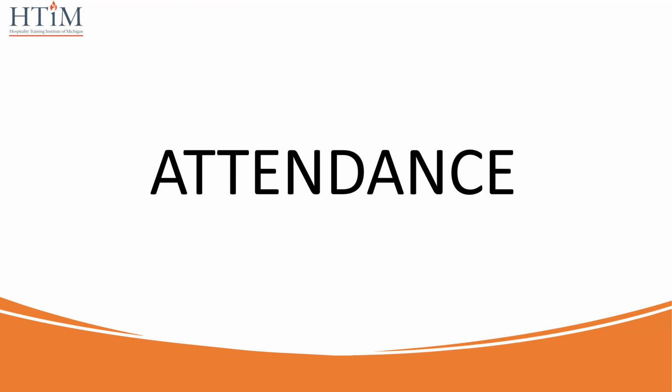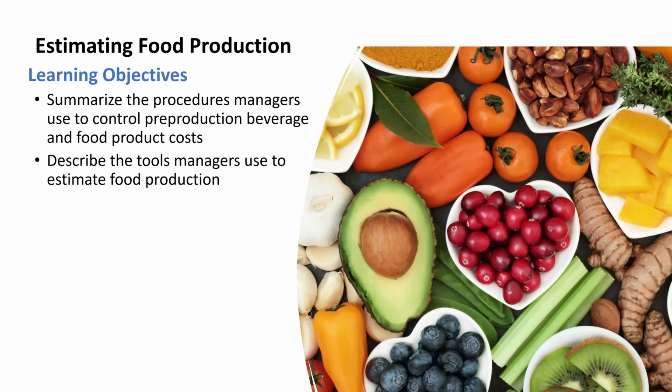So food production, let's talk a little bit about that. Things we're going to talk about are summarizing the procedures that many managers use to control pre-production and beverage and food product costs, okay? And describe the tools managers use to estimate food production. And if you guys do it differently, please don't hesitate to throw that out there either in the chat or speak up.